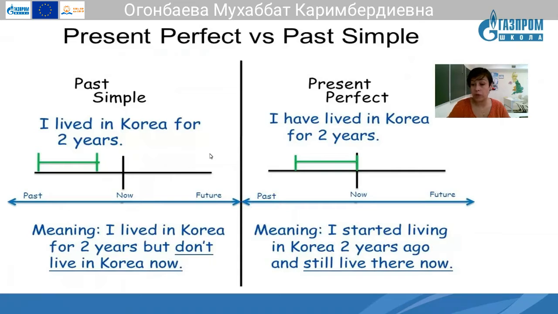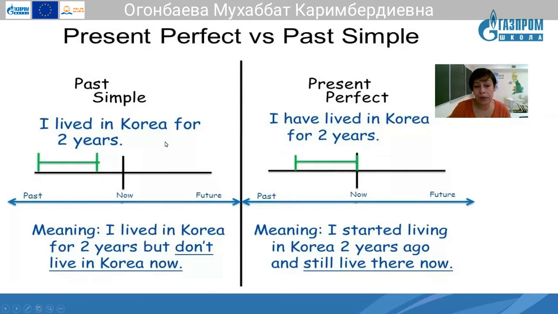Yes, we have tried, we have done it, and we have the result. And the most important thing is the difference between past simple and present perfect. When we use past simple, we talk about the timing, the period, the time. When we speak a sentence in present perfect, we talk about the result of it. So present perfect is about a result. Past simple is about a time.